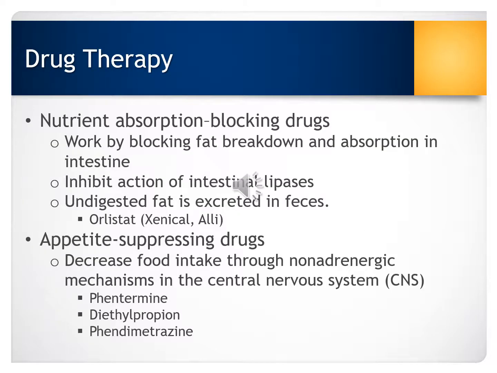In addition to dietary changes and exercise, certain medications are also used to help increase weight loss. Nutrient-absorbing or blocking drugs are used, and they block the fat breakdown and absorption in the intestine. Typically, undigested fat is excreted in the feces. There's also appetite-suppressing drugs. They decrease food intake through neuroadrenergic mechanisms in the central nervous system.